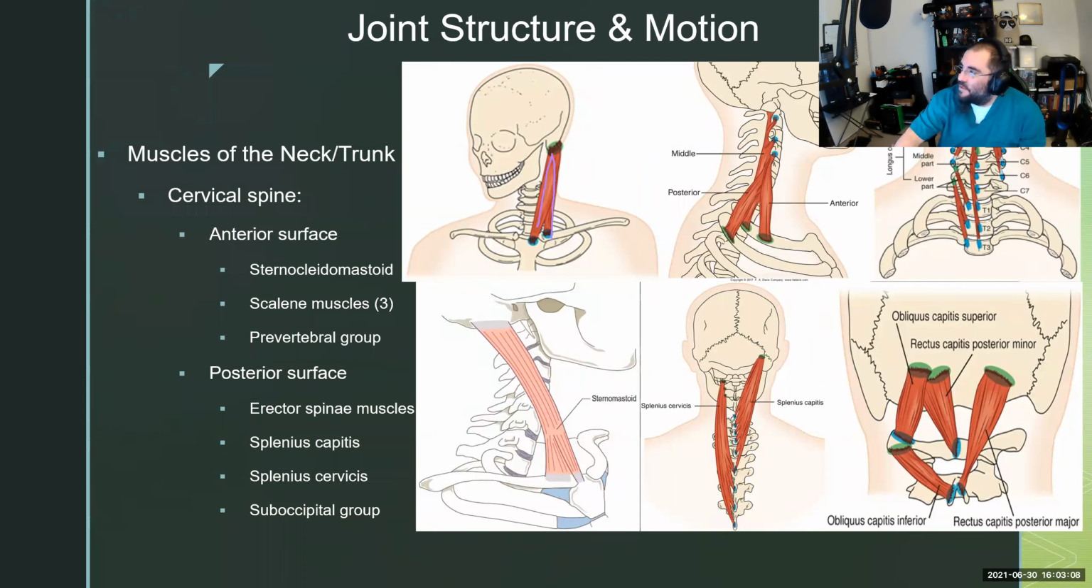The other muscles we have are the scalenes, right? Now our scalenes are a lot smaller. We have our posterior, we have our middle, and we have our anterior scalene. That anterior and middle scalene form that scalene triangle where the brachial plexus dives out.